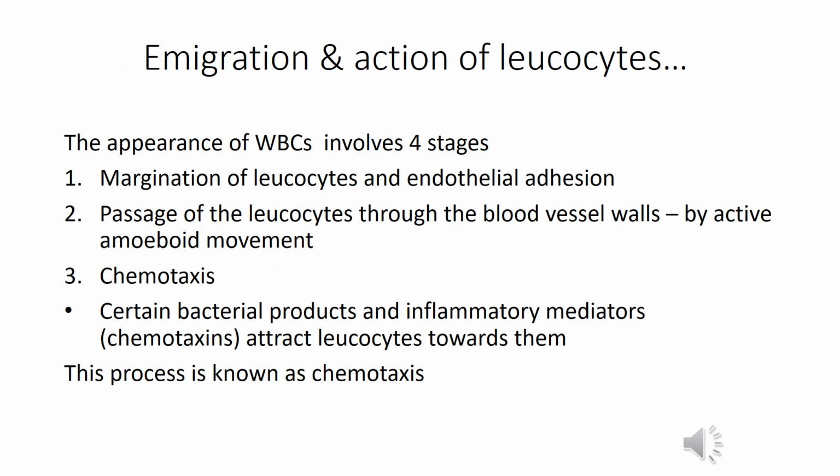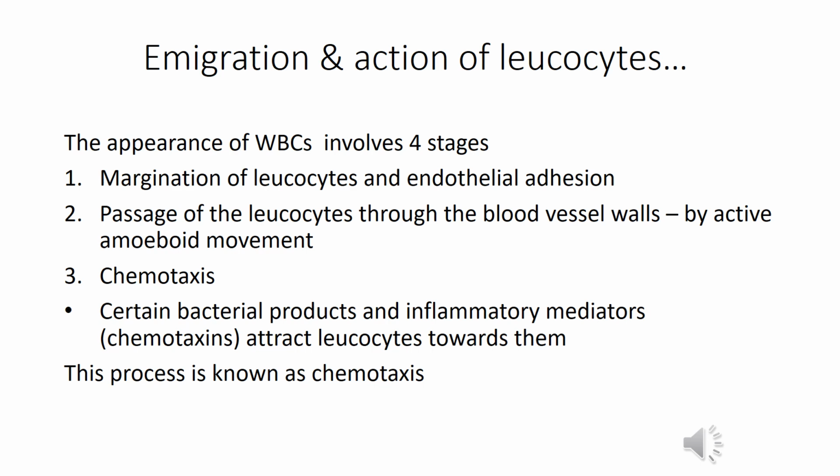So the appearance of white blood cells will usually involve 4 stages. The first is margination, what I said, lining or aligning themselves along the endothelium. Then secondly, they will now move out of the blood vessel through the blood vessel wall to the site of injury by active amoeboid movement. And then there will be the chemotaxin effect.